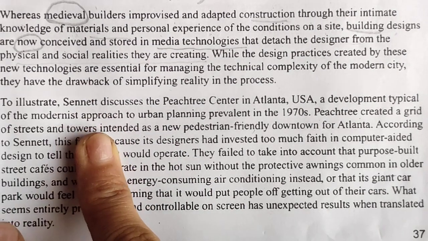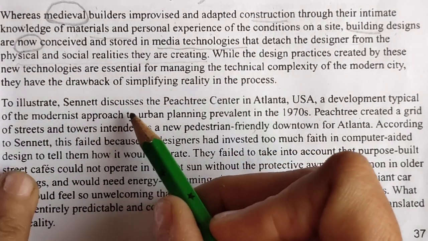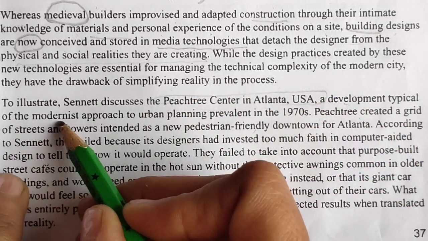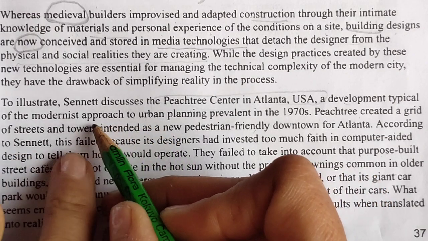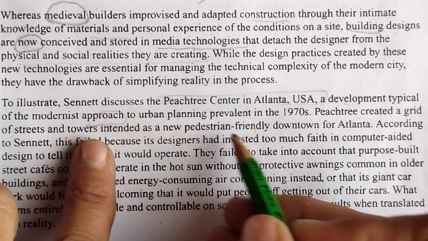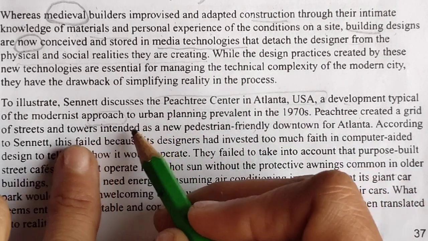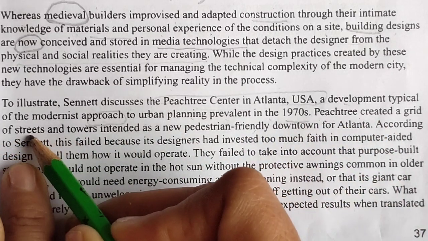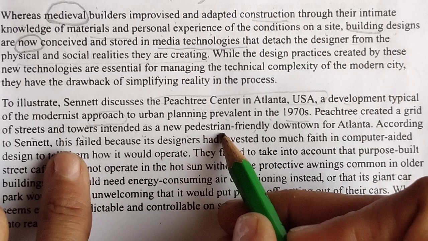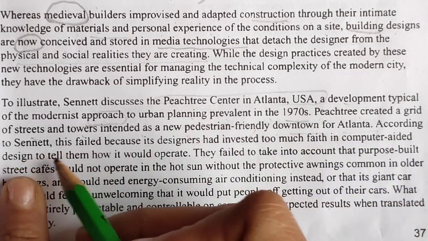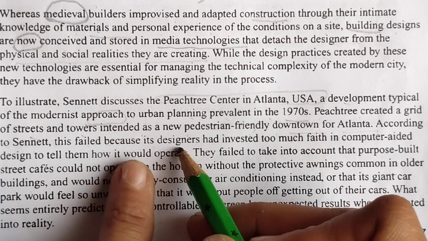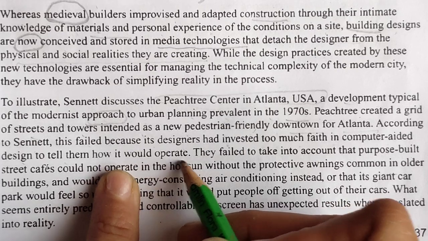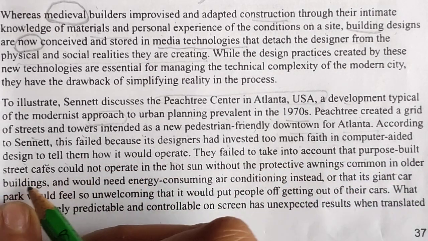So this is the D paragraph. Let's read it. To illustrate, Senate discusses this. I am not going to read this information. A development technology of modernist approach to... So some people may be confused between this approach word in those options. No, read it thoroughly. Like the approach to urban planning prevalent in 1970, it created a grid of streets and towers intended as a new pedestrian-friendly downtown in Atlanta. According to this, it failed because its designers had invested too much faith in computer-aided design to tell how it would operate. They failed to take into account that purpose.